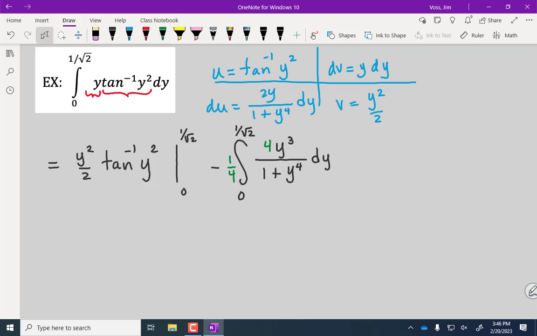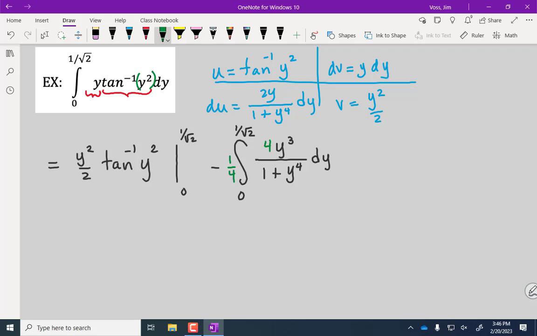Question? In the du, how is it y to the 4th? Right here. Because the rule for an arctan is that we do 1 over 1 plus the inside squared. So whatever's inside here gets squared. And the part that's inside over here is a y squared. So when that gets squared, it becomes a y to the 4th. You see it? Yeah.